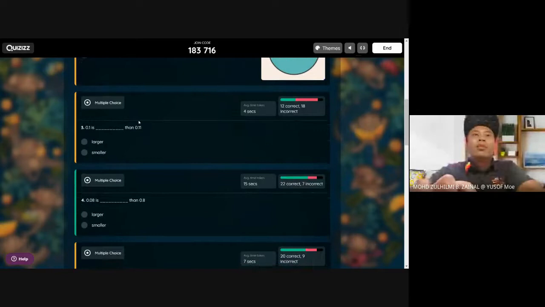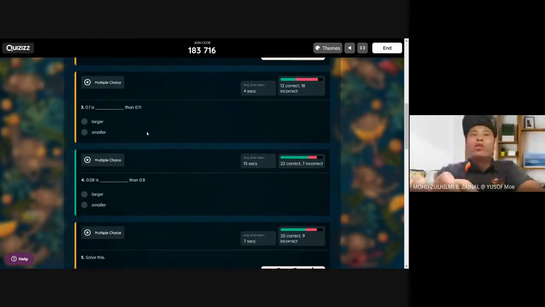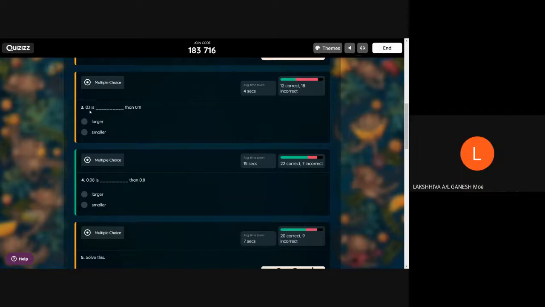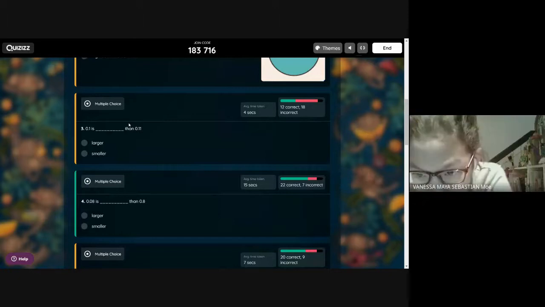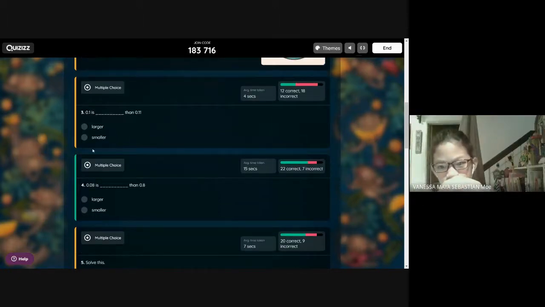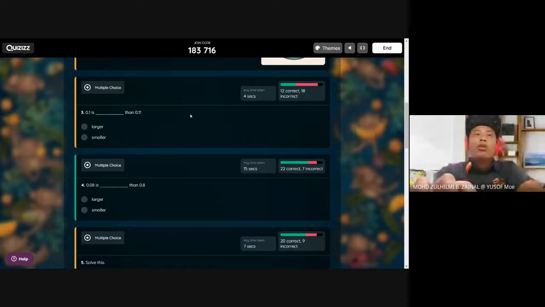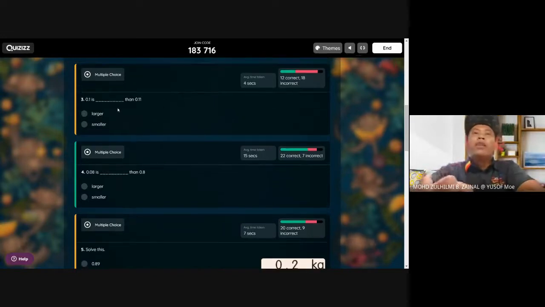Third question. 0.1 is then 0.11. Siapa yang jawab larger tu betul. Larger tu betul lah. Smaller tu salah lah. 0.1 is 10. Teacher? Larger pula. Smaller yang smaller. This one is smaller. Okay, this one is 18 incorrect. 0.1 means 10. 0.11 means 11 of 100. 11 hundredths. Yang ni 10 hundredths. So 11 dengan 10 maksudnya 11 lah. So this one is smaller.